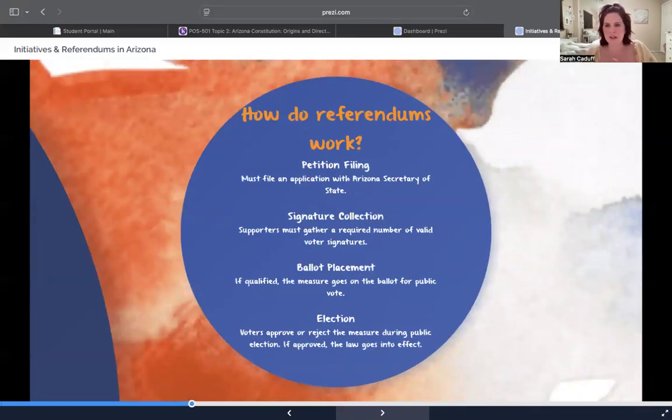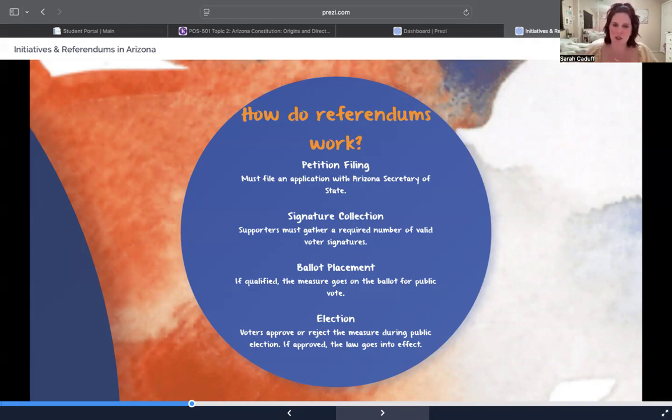So how do referendums work? Now, very similar to how initiatives work, right? There are steps to a referendum. Now, with the petition filing, someone must file an application with the Arizona Secretary of State. The big part with this one is that there is a timeline, and it is 90 days from that law going into effect. You have 90 days to petition, gather enough signatures, and get everything turned in.